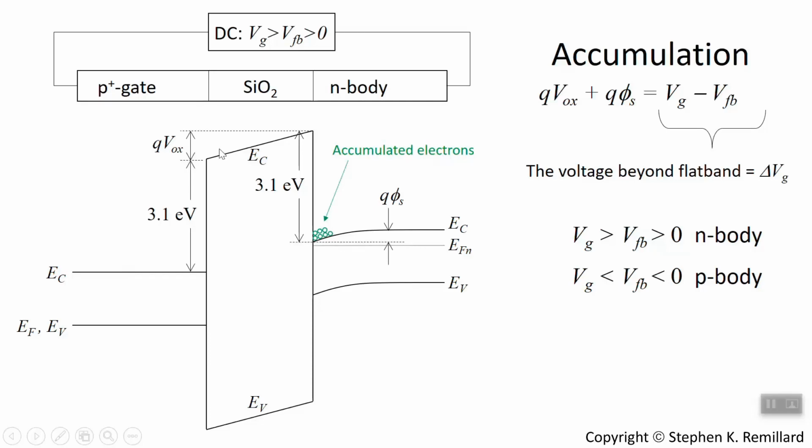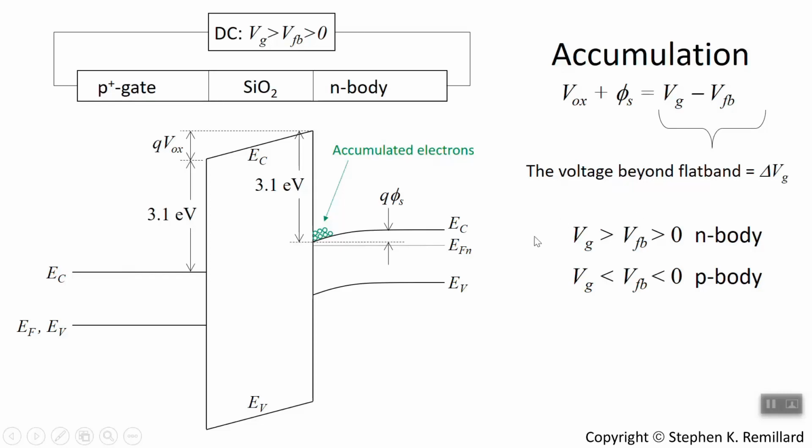Because at flat band, there's no slant inside the oxide, and there's no bending of the bands in the N body. At flat band, everybody's flat. These two quantities, V oxide and phi surface, are 0 at flat band. The sum of those two voltages is the added voltage beyond flat band. So it's the value of the gate voltage minus whatever the gate voltage needed to be at flat band.